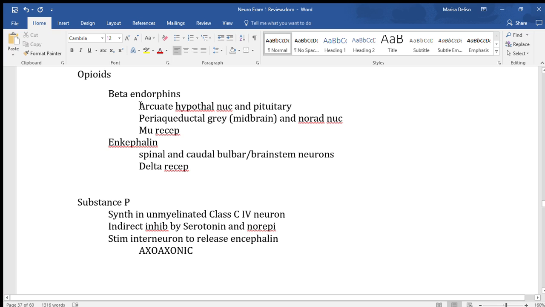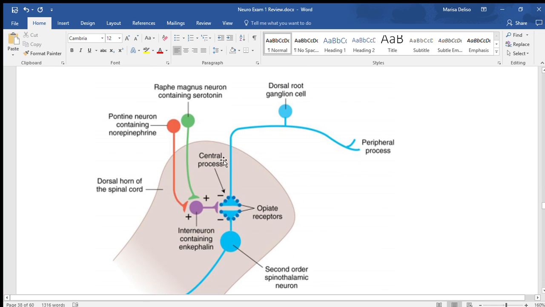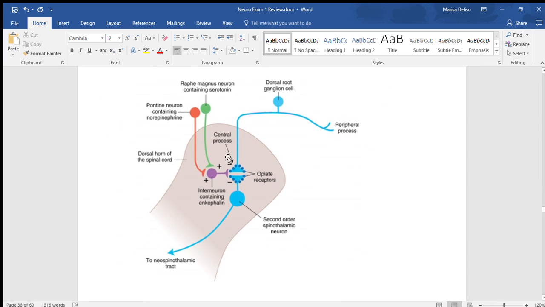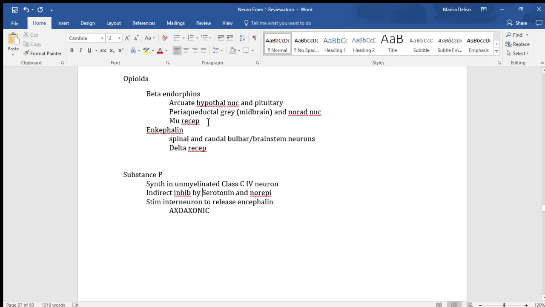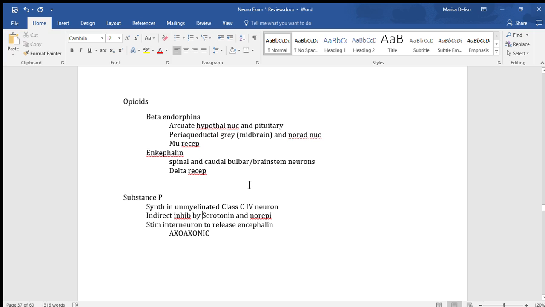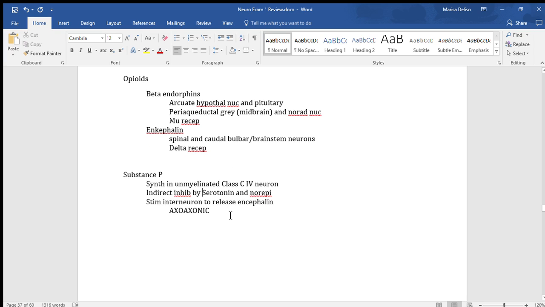Oh yeah, this guy. Yeah, so this is the conceptual part of it. But in your slides, they had these different receptors. We didn't get tested on them. I don't know, it's kind of a weird concept. Long story short, you just need to know that the opioids, beta endorphins and enkephalin, they make you feel good.